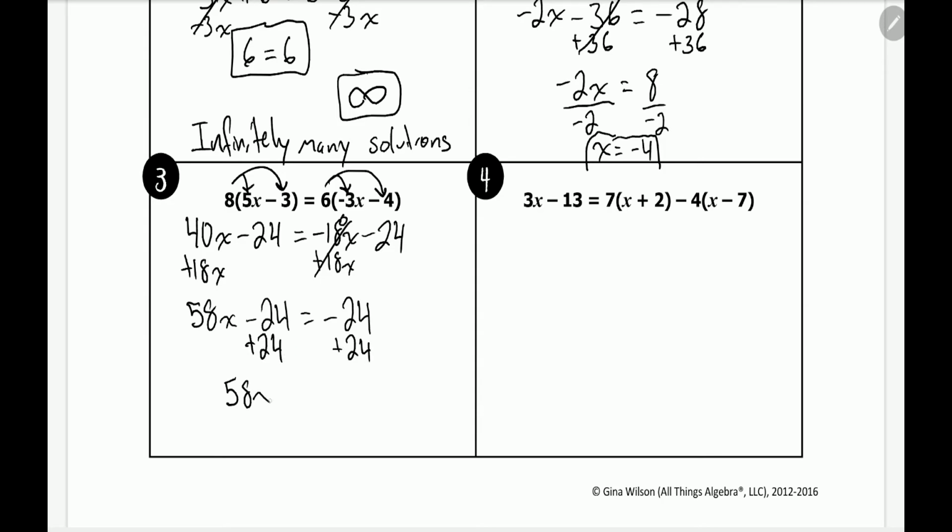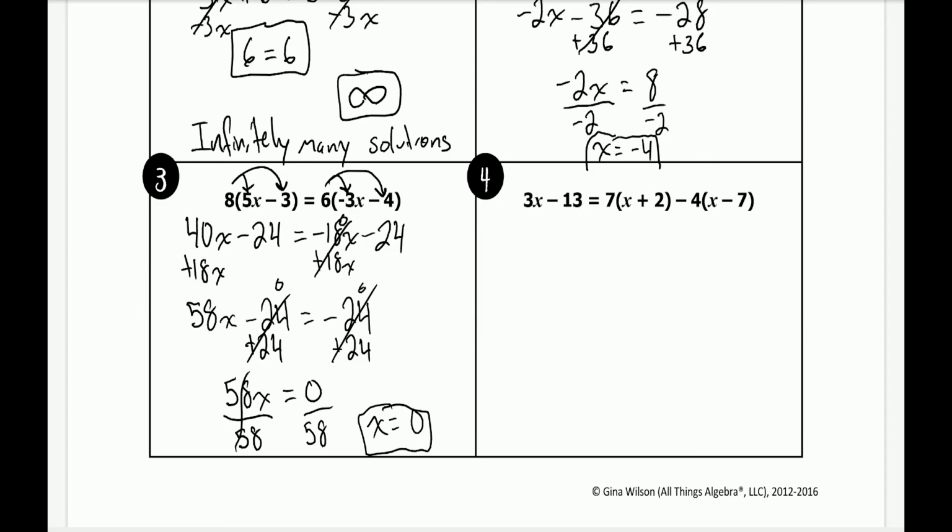So I have 58x, this goes to 0, this goes to 0, is equal to 0. Well, from here, 58 times what is equal to 0? That should be really easy. So I'm going to divide by 58 on both sides just to have consistency. 58 divided by 58 leaves me with just x. And 0 divided by anything is going to be 0. So 0 divided by 58 is 0. And again, we have x is equal to 0. And if you notice, this is like the problems that we had before. We only have one answer. So let's talk about number 4.